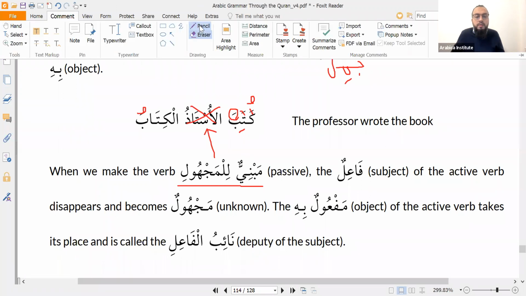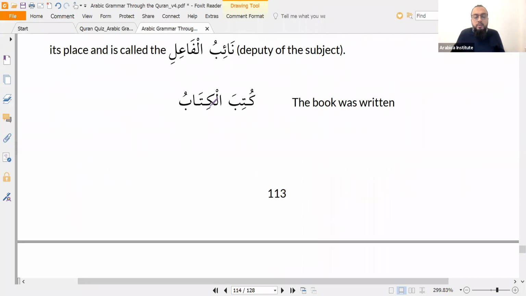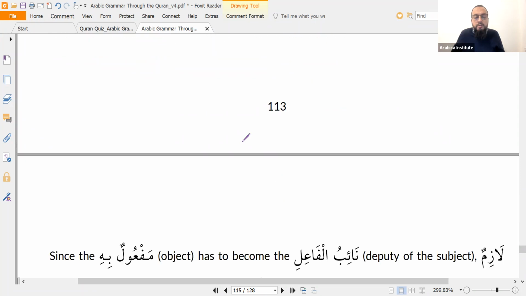Sorry, this thing keeps rubbing things out. I don't want it to rub out. Okay. All right, so we have kutiba al-kitabu. The book was written.